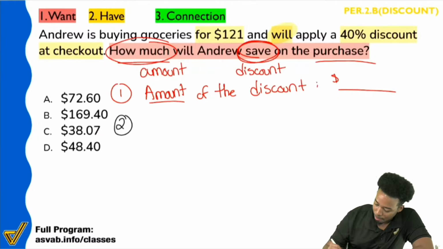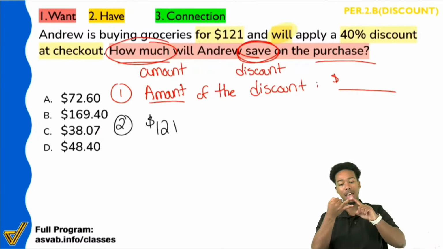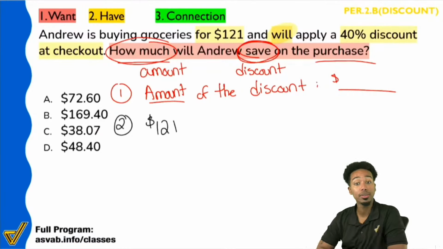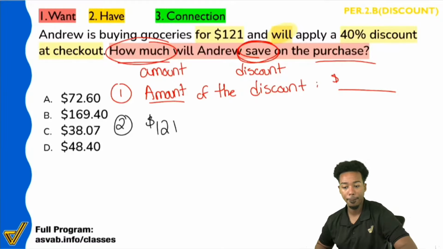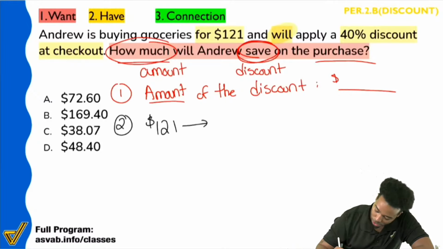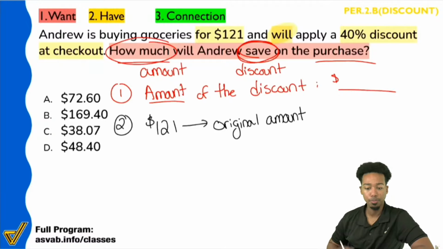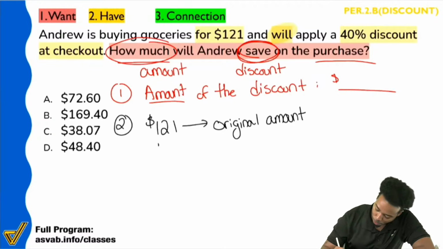So everybody, what does that mean? It means that the $121, looking at your notes, original, discount amount, discount percent, final cost. Which of those 4 does the 121 represent? Boom, that right there is going to be the original amount. Booyah. That is the original. That's before that discount.